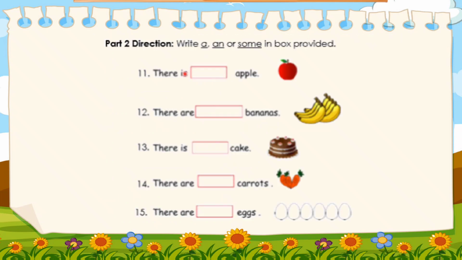For part 2, you have to write a or some. Again, some is used for plural countable nouns.